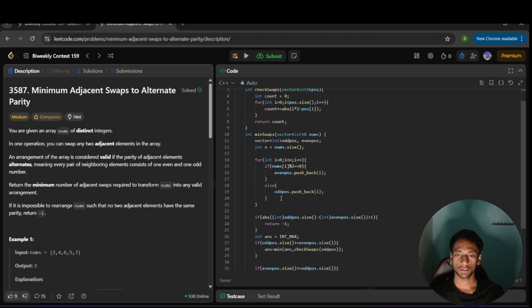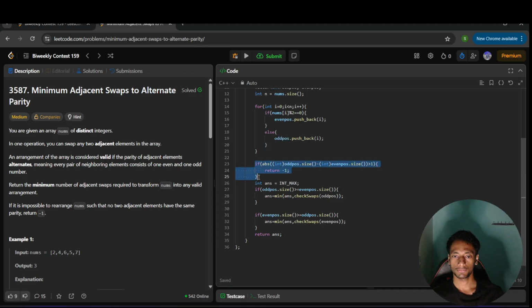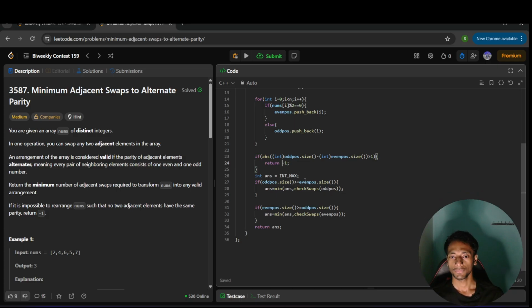So first of all, I have to filter out how many odd numbers and how many even numbers are present. So I have taken two vectors, one to store the odd numbers and one to store the even numbers. I am iterating over the input array. If the current number is even, I store it in the even vector, else it is an odd number, so I store it in the odd vector. Got it? If the difference between the number of odd and even numbers is greater than 1, that means it is not possible to create an alternating parity array, so I return -1. Got it? Else it is possible, because our difference will always be less than or equal to 1.